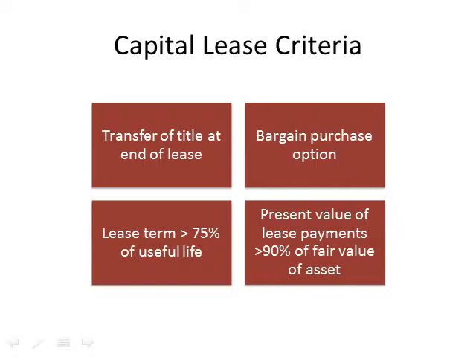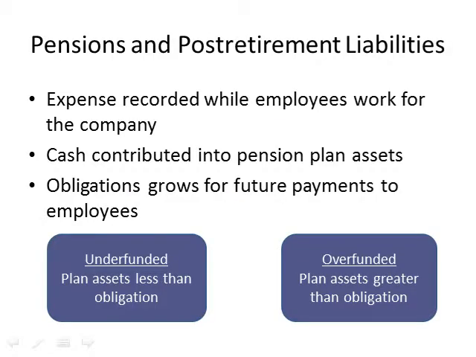Or, the lease term is 75% or more of the estimated useful life of the leased asset. The lessee uses up most of the leased asset's service potential. And finally, the present value of the lease payments is 90% or more of the market value of the leased asset. So in effect, the lease payments are the same as installment payments for the leased asset. So if any one of these four conditions is met, the lease is then accounted for as a capital lease and not an operating lease.